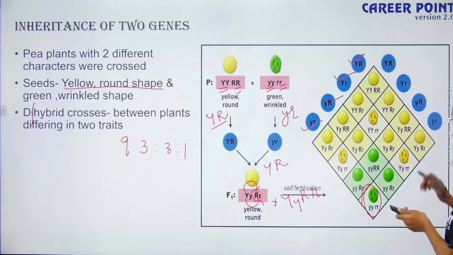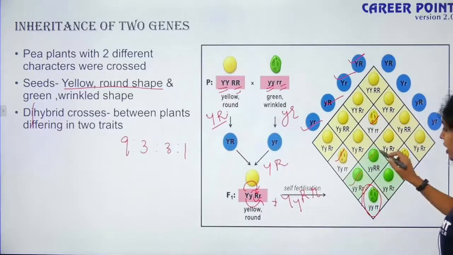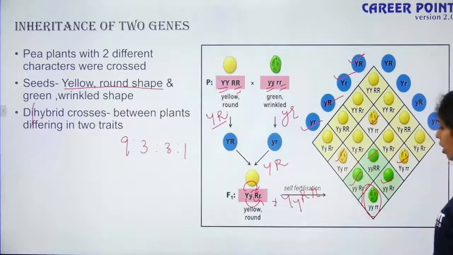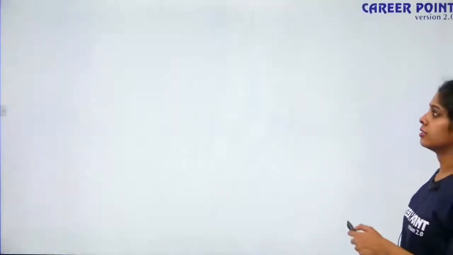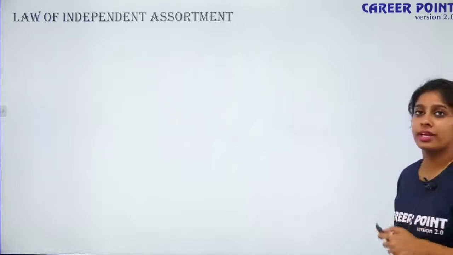1, 2, 3. So these 3 are similar, right? So the other 3 is fully green. Okay. The last one, 9:3:1. So 1 denotes the recessive one, that is your green wrinkled. Fine? Okay. Now comes the third law, that is law of independent assortment.